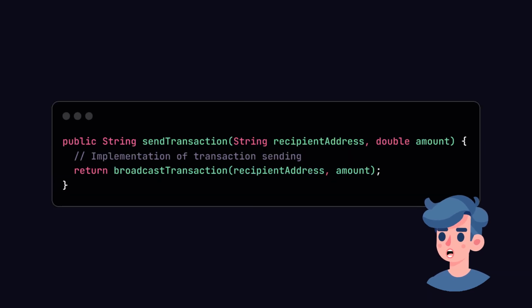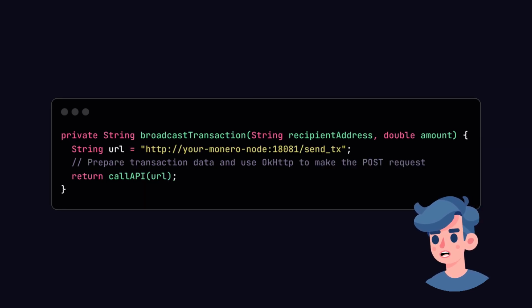The next key functionality we'll implement is sending transactions. This method will involve creating and broadcasting a transaction to the network, which includes the recipient's address and the amount to be sent. Here's how we can outline the send transaction method. Similar to balance checking, sending a transaction involves calling an API endpoint specific to Monero or Zcash. Ensure you have access to the node's API that will process the transaction.